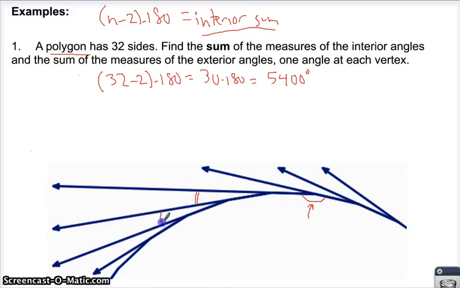And then what happens if I add up all of these angles? One there, one there. They're really small, and there's 32 of them. This is interior, remember, 5,400. Exterior angles, doesn't matter how many sides I have, doesn't matter if it's regular or not. The exterior sum is always, always, always 360.